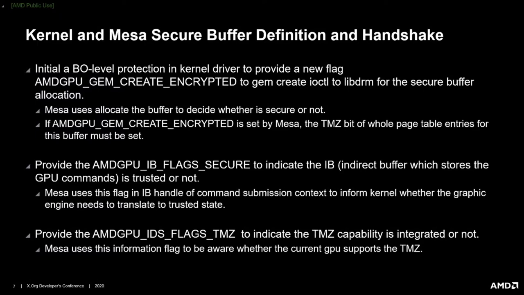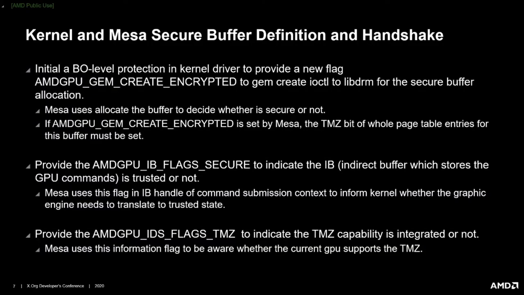Mesa uses the allocate buffer to decide whether this buffer is secret or not, because the user mode is aware of which data should be protected. If the GEM create encrypted flag is set by Mesa, all the TMZ bits of the whole page table entries for this buffer must be set as well. And the second one is the IB flag secret.